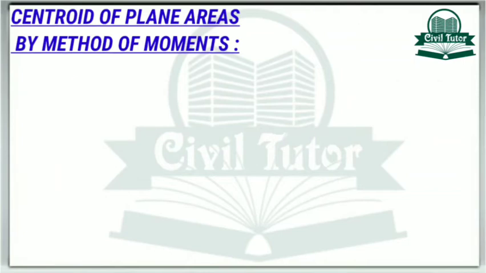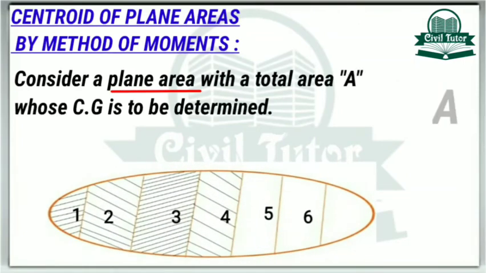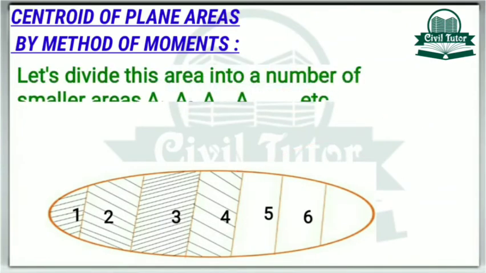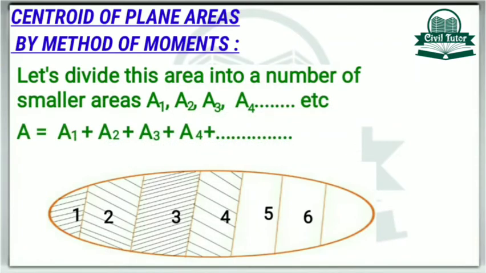Now let's start with today's topic. Consider a plane area with a total area A whose centroid is to be determined. Let's divide this plane area into a number of smaller areas A1, A2, A3, A4 and so on, such that the total area A is equal to the summation of all these smaller areas.